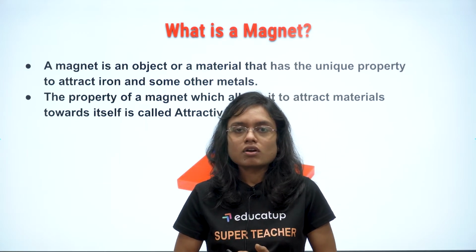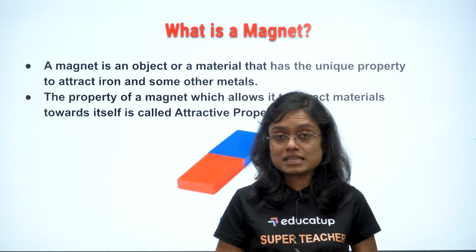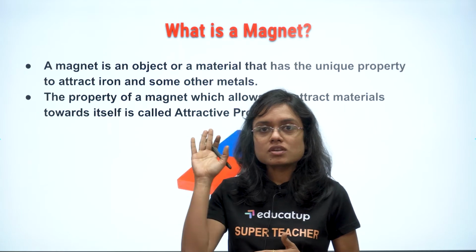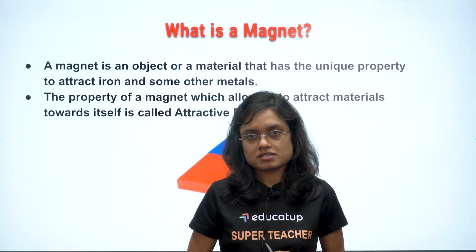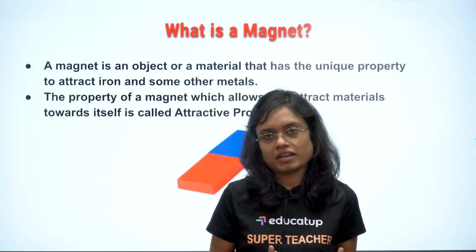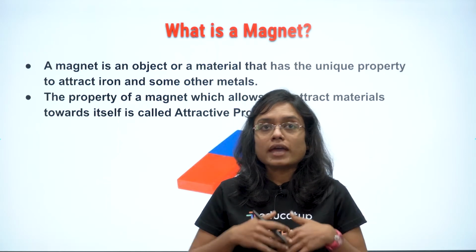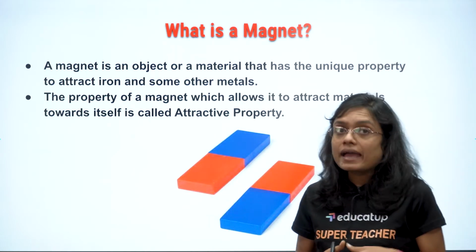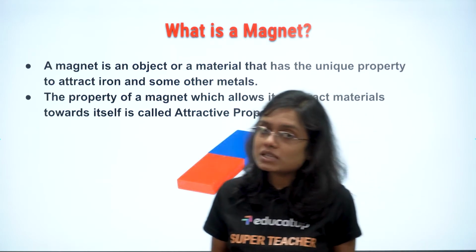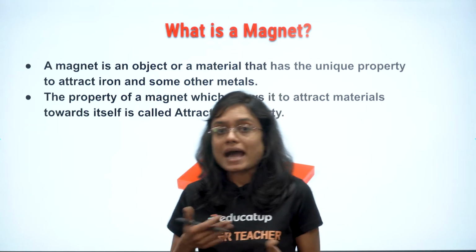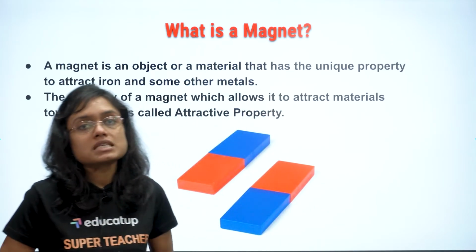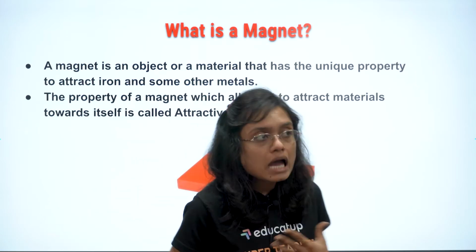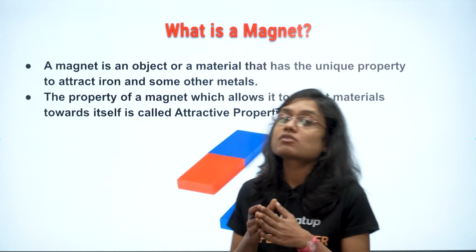You must have seen a lot of magnetic buttons and stickers available these days to put up on refrigerators, almirahs, cupboards. You put them and they stick to the surface. What is that? A magnetic effect. So magnets have this property. Any object or material that has the unique property to attract iron and some other materials, metals basically, is known as a magnet. The property of a magnet which allows it to attract other substances is known as the attractive property.